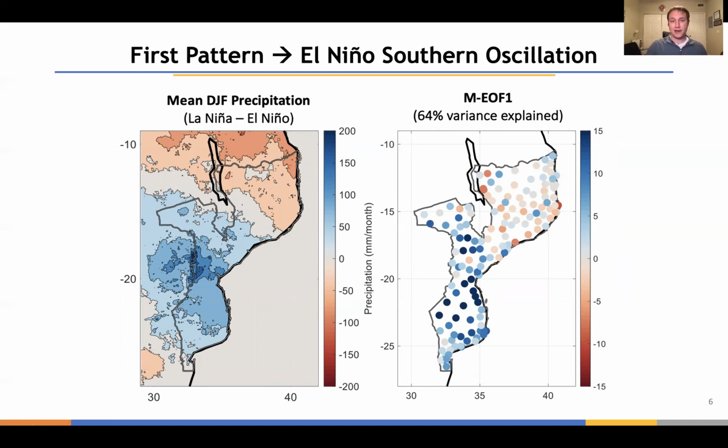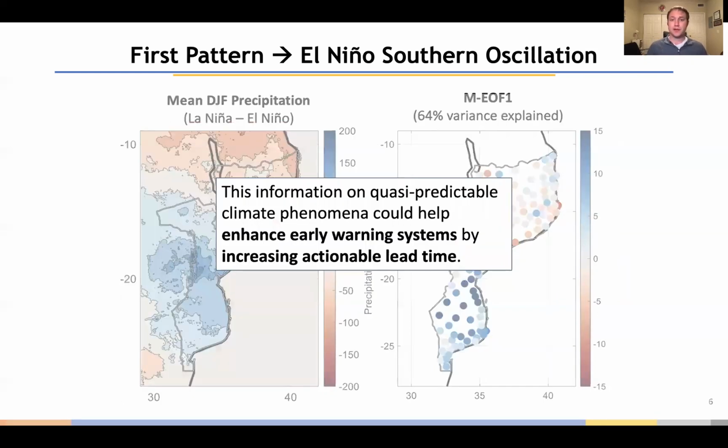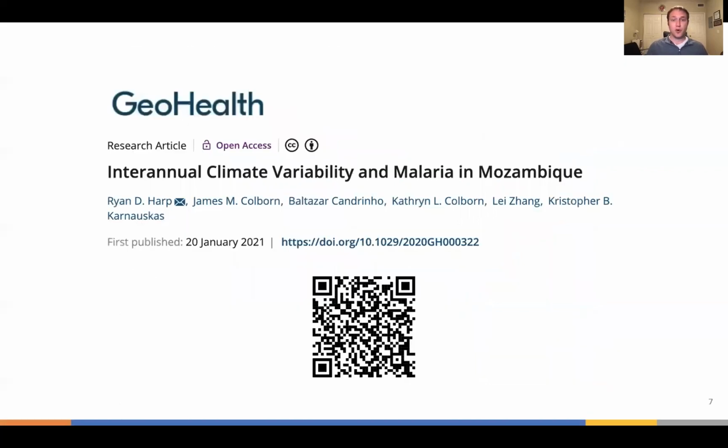So we see during a La Niña, compared to an El Niño or neutral phase, we see much more precipitation over that central and southern part of Mozambique, which mirrors very nicely what we saw in the malaria EOF. We also tied our second pattern to a more regional mode of climate variability called the subtropical Indian Ocean dipole. Ultimately, we think that this information on quasi-predictable climate phenomena could help enhance early warning systems by increasing actionable lead time.